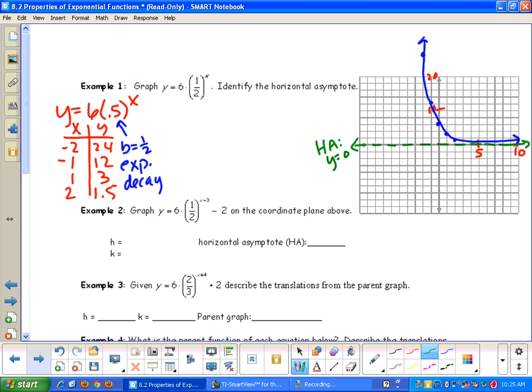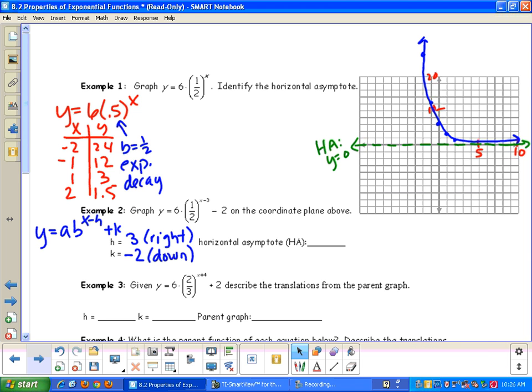Now, let's look at the next graph that we have. We're going to graph y equals 6 times 1/2 to the x minus 3 power minus 2. So in this case, my h value is 3, my k value is negative 2, because remember the formula is always y equals a times b to the x minus h and then plus k. So you always want to do the opposite of that h value. So that means for this, we are going to be moving our graph to the right 3, and down 2. So you can make a table of values if you want, or you can just count right 3 down 2 from the graph we graphed before.